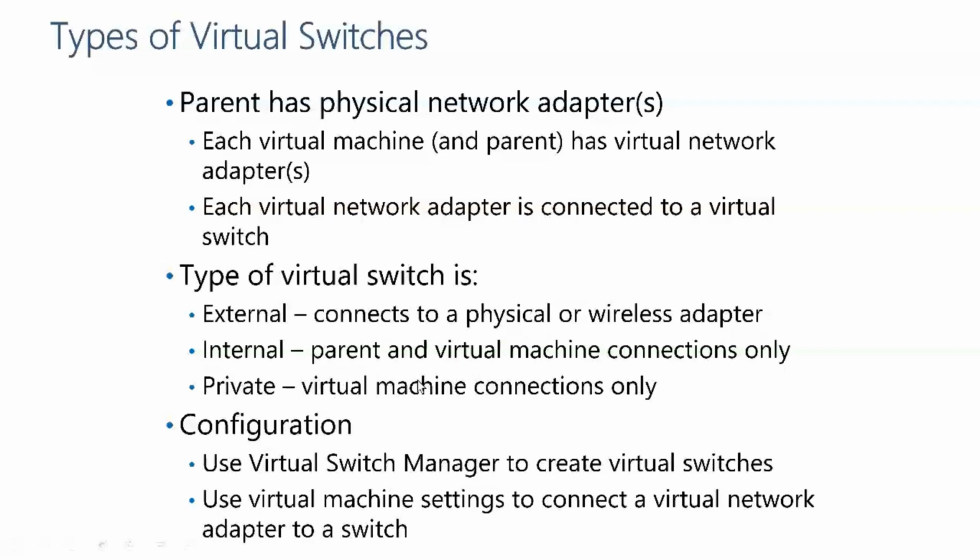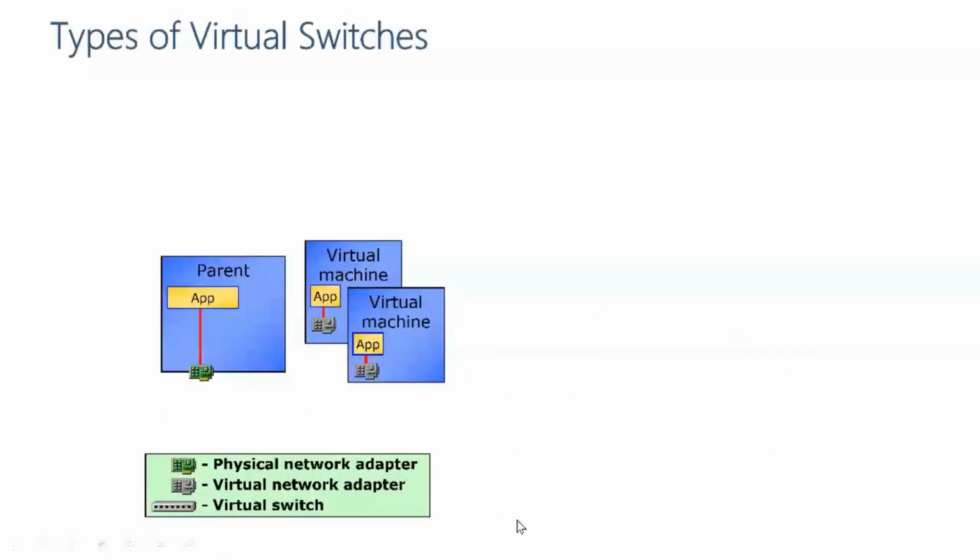There's also private. Private, that's a strange one. Private is virtual machine connections only, so it's not used for the parent. This is where you want to isolate a single virtual machine. If you want to isolate the single virtual machine, you can make it private. Configurations: we can use the Virtual Switch Manager to create virtual switches. It uses virtual machine settings to connect the virtual network adapter to a switch.